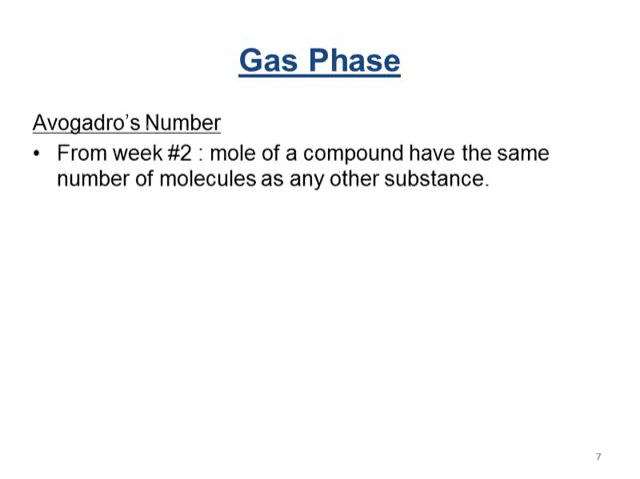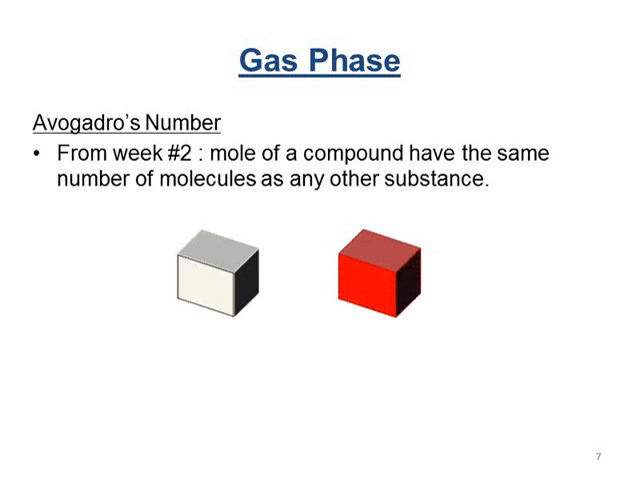So Avogadro's number, from week 2, we learned that a mole of a compound has the same number of molecules as any other substance. So for example, if we have a mole of carbon atoms, and we have a mole of silicon atoms, they're going to have the same number of atoms, independent of what element it is.